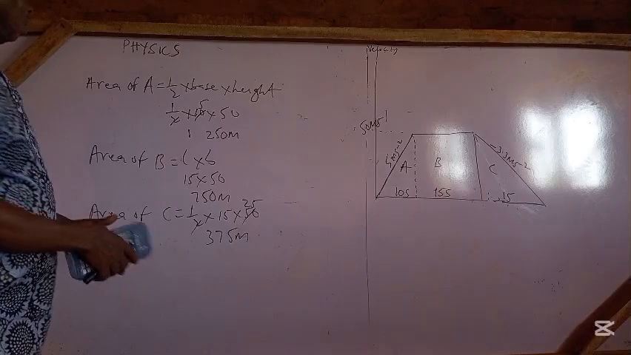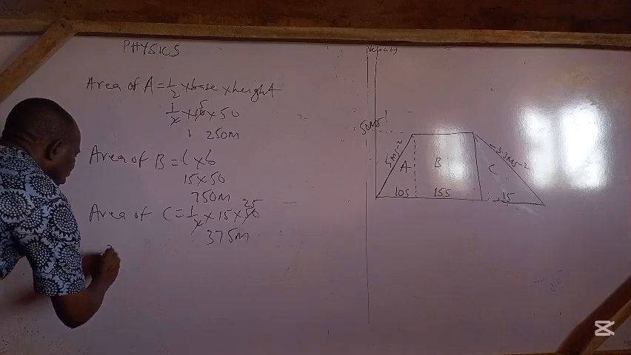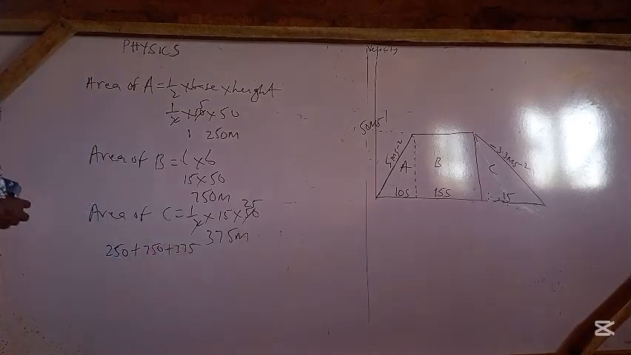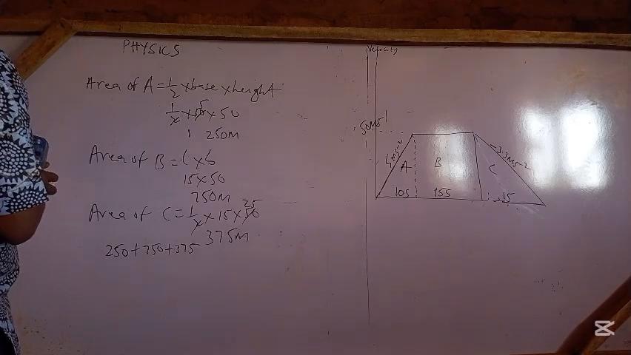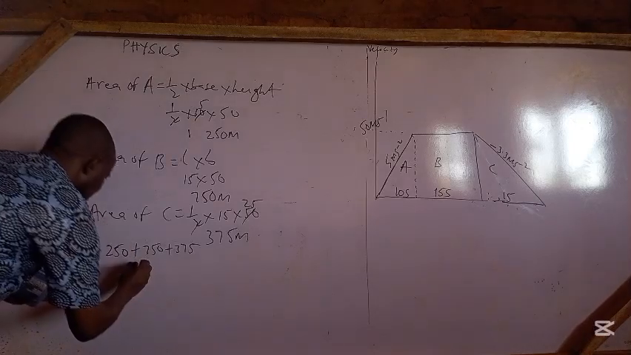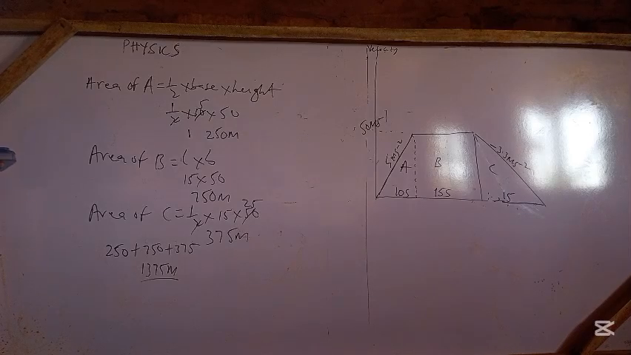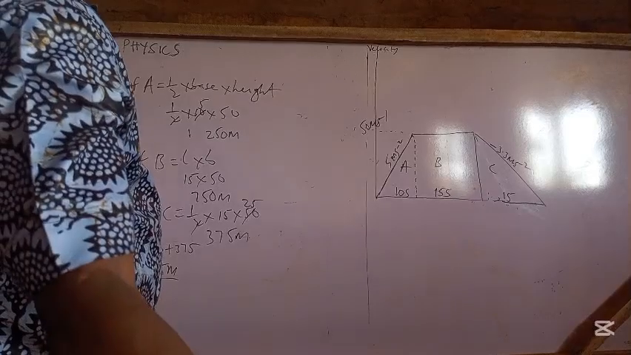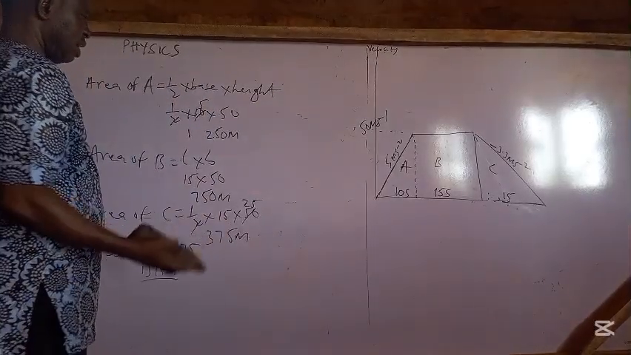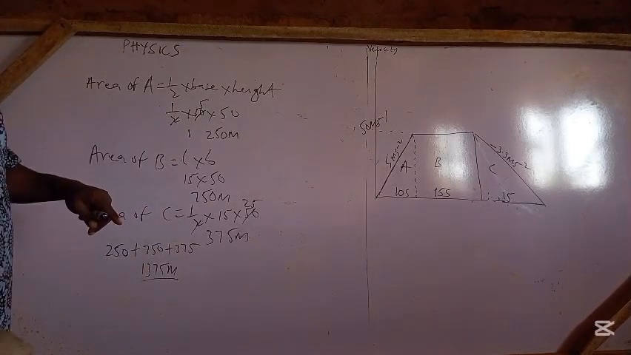We now add everything together. That would be the sum of A, B and C: 250 plus 750 plus 375, that's 1,375 meter. That's the first method. You find the individual areas, then you add everything together. Now another one that is very fast, but it's good to know both methods, because some questions will demand that you make use of this, while some will demand the one I want to use now.